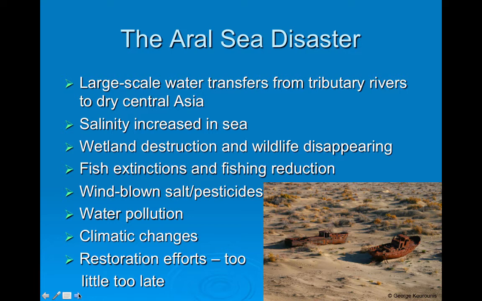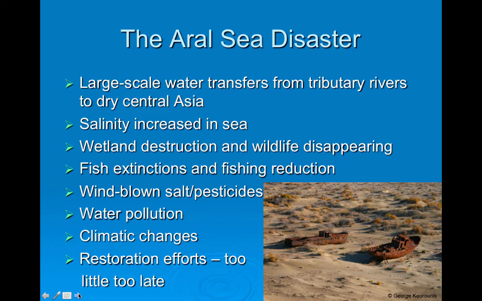And then dried up parts of the lake are now vulnerable to blowing away because they're dry, and so that carries salt and pesticides to other parts of the country. Why has this happened? Again, diversion of fresh water before it reached the sea. What are the economic and environmental impacts of this disaster? You need to be able to answer those two separate questions.